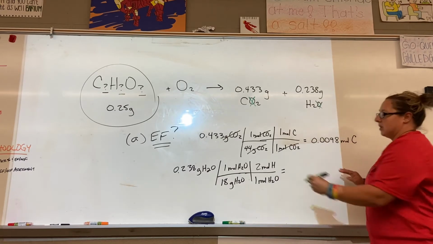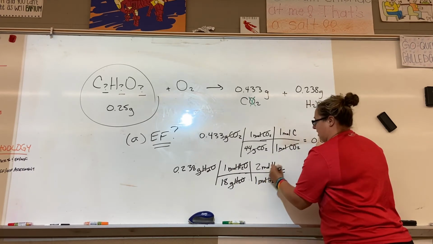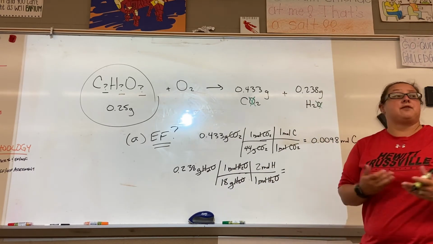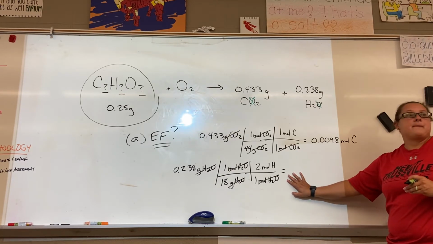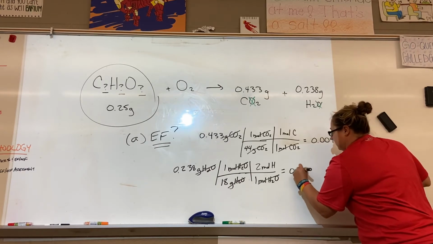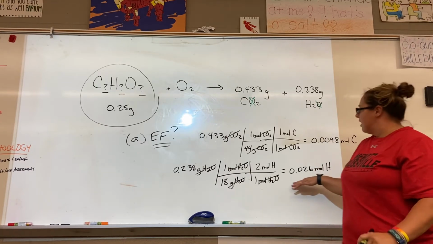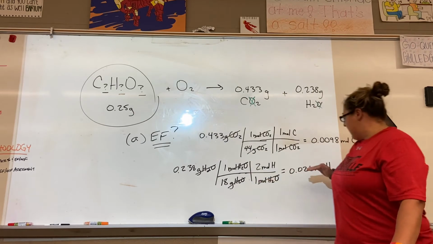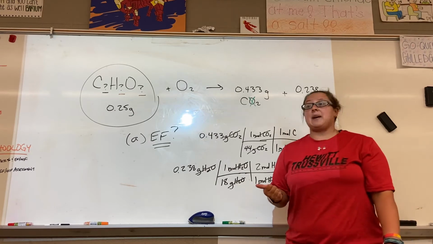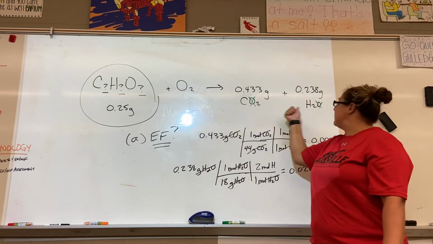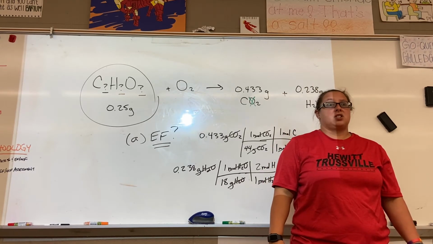So now, grams of H2O is gone, moles of H2O is gone, and I'm left with moles of hydrogen, which is what we need for the empirical formula. We're going to go through that math. Has anyone calculated it yet? 0.026 moles of hydrogen. Now, we have carbon, we have hydrogen. The only thing that's left is for us to do oxygen. Now remember I said that I can't use these 2 things to find oxygen. So what are some ideas as to what I can do to find oxygen?